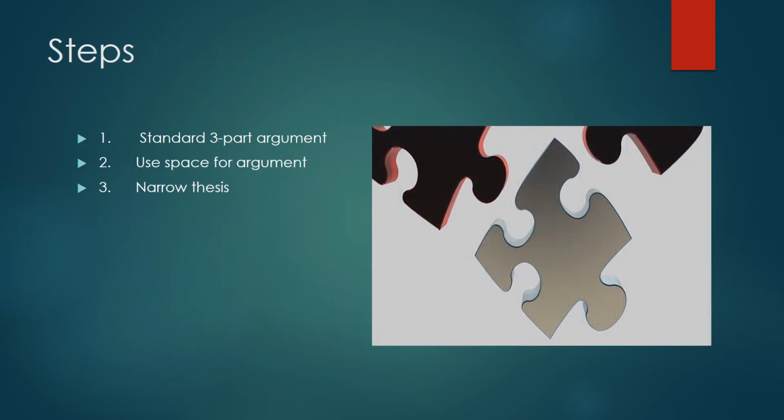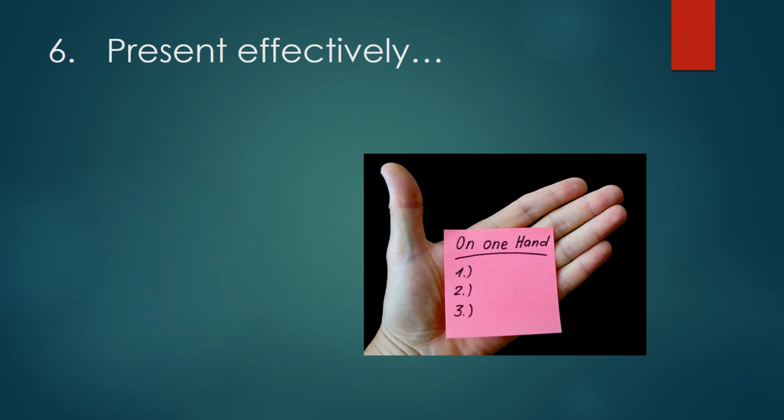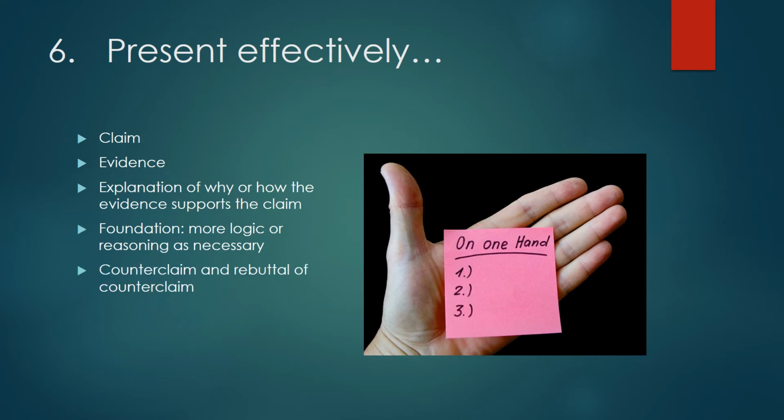Let's look at step number 6, presenting effectively. An effective presentation includes presenting the claim, the evidence, an explanation of why or how the evidence supports the claim, and the foundation, which is more logic or reasoning as necessary, as well as counterclaims and rebuttal of those counterclaims.